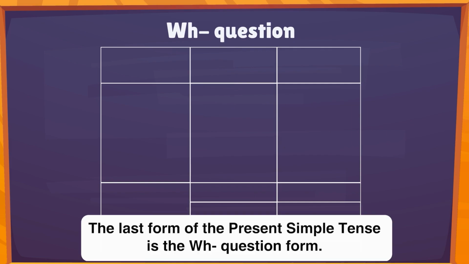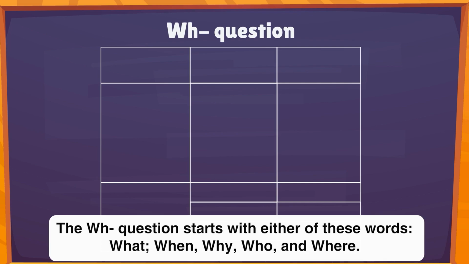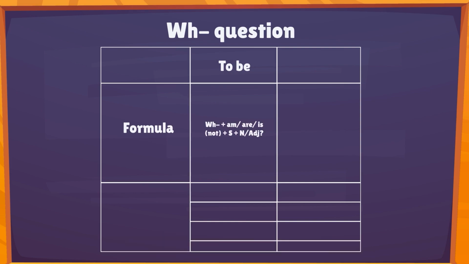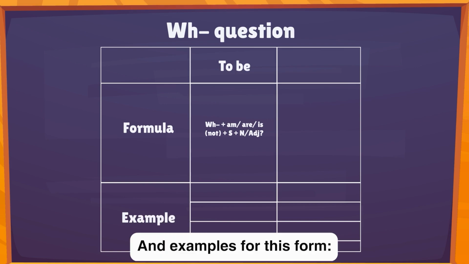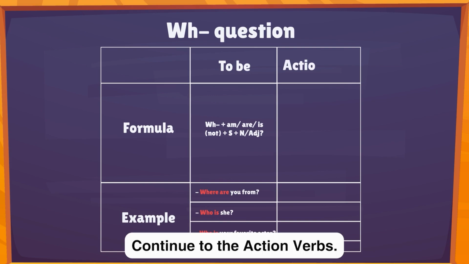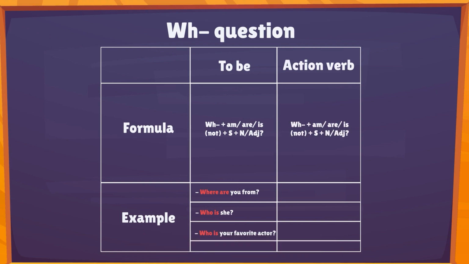The last form of the present simple tense is the WH question form. The WH question starts with either of these words: what, when, why, who, and where. Okay. Now we start with the verb to be. And examples for this form: where are you from? Who is she? Who is your favorite actor? Continue to the action verbs. For example, what do you do? Where do you live? What does she like?